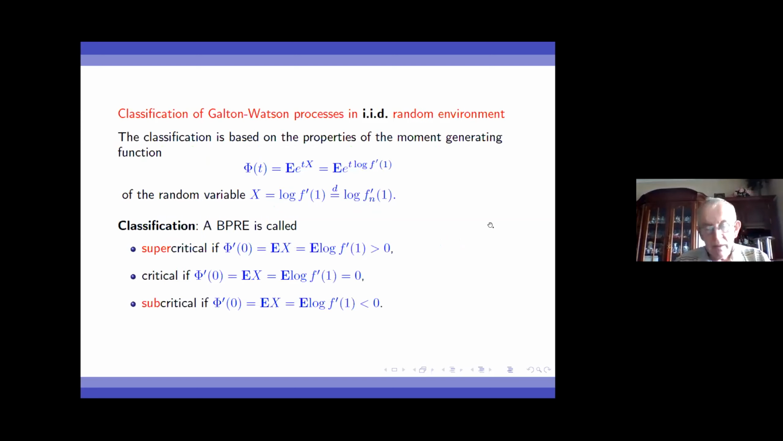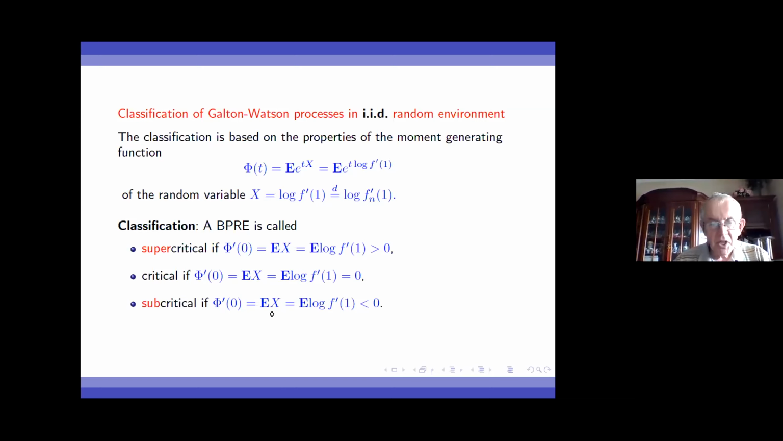So first of all, I would like to recall the classification of the Galton-Watson process in an IID random environment. This classification is based on the properties of the moment generating function. We take simply the derivative of this probability generating function, take log, take expectation, and this will be the moment generating function which is of interest for us. The classification of this branching process in random environment is the following. The process is called supercritical if this expectation is positive, critical if this expectation is equal to 0, and subcritical if this expectation is less than 0.